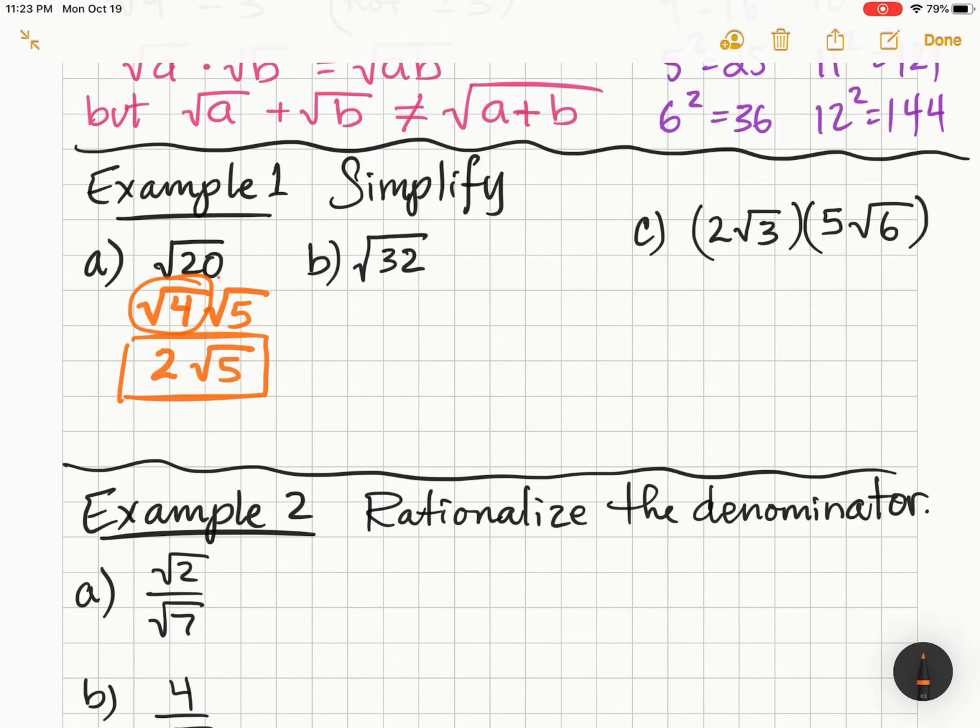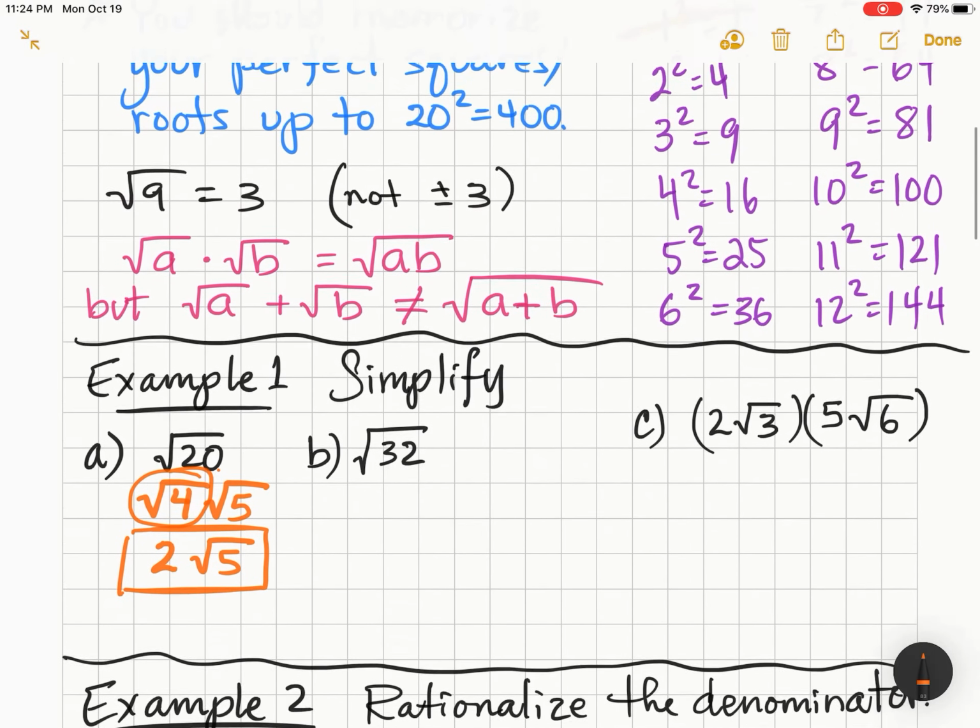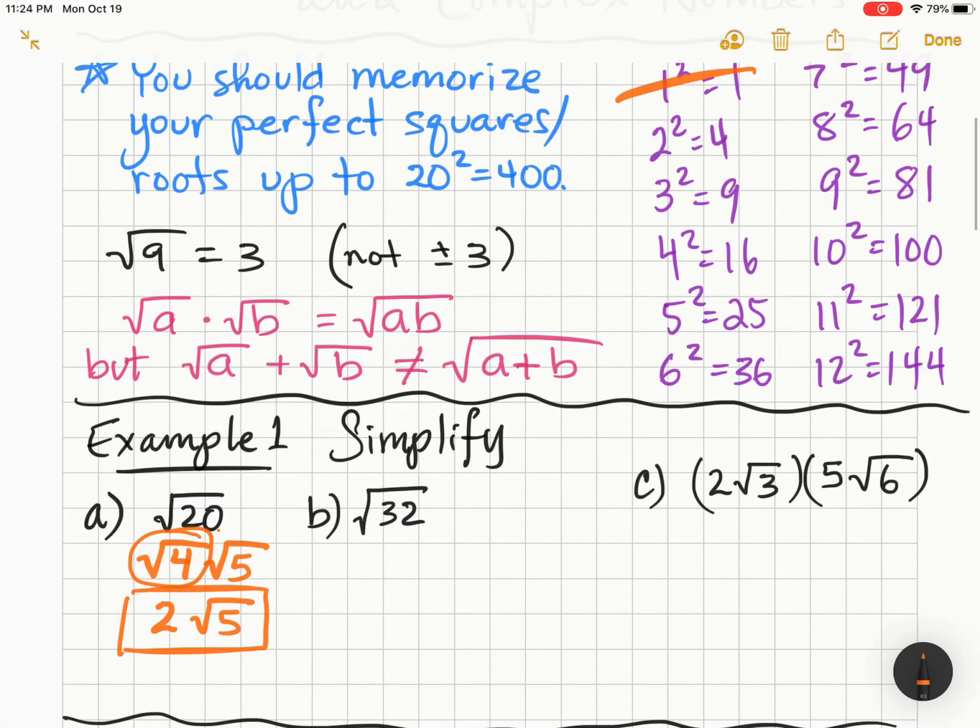Alrighty, let's do 32, the square root of 32. I check my list. Does 4 go into 32? Yes, but I want to keep going and see if I can find something higher. What about 9? No. 16? Yes. 16 is the highest. Once you check the numbers halfway, you know there's nothing bigger that's going to work.